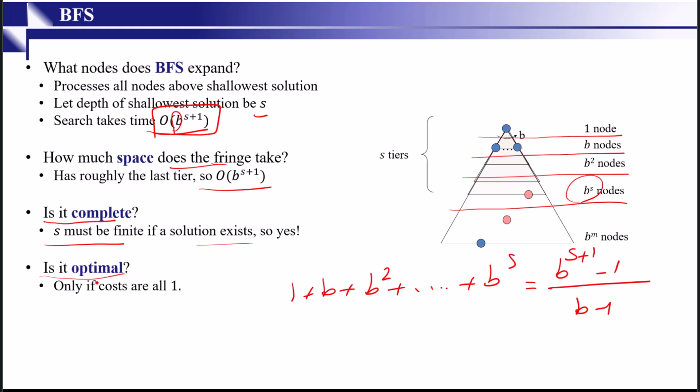It is optimal only if all step costs are equal, right? It means moving from one state to another costs the same, such as when every action has a cost of, for example, 1. So in those cases, BFS guarantees the shortest path in terms of the number of steps. However, if actions have varying costs, it means taking different actions has different costs, for example, moving from one city to another city, BFS may not return the optimal solution.